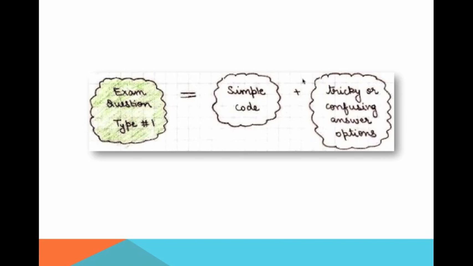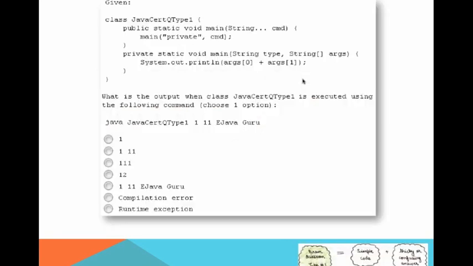So in this type of question, you would see simple code followed by tricky or confusing answer options. Here's an example. In this question, though the code is small, the answer options can confuse you, whether the output would be 1, 1 space 1 1 or 111.